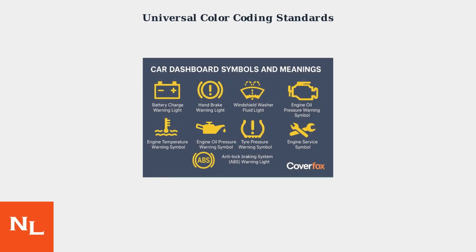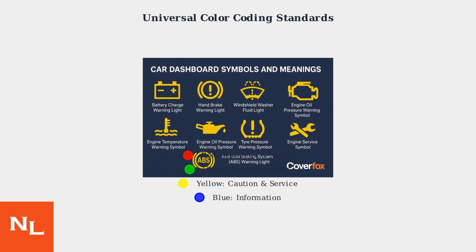Universal color coding helps drivers quickly understand button functions. Red indicates warnings and emergencies, green shows active systems, yellow signals caution or service needs, and blue provides general information.